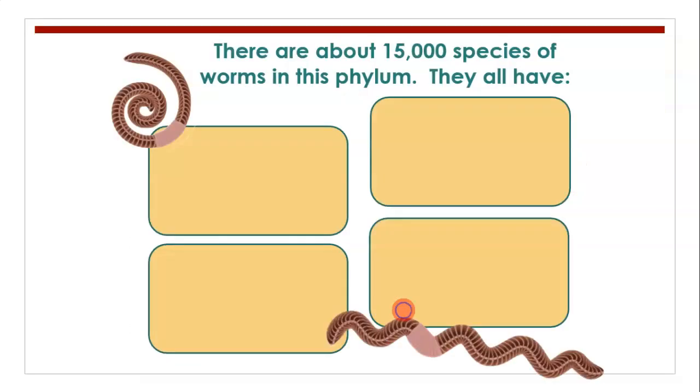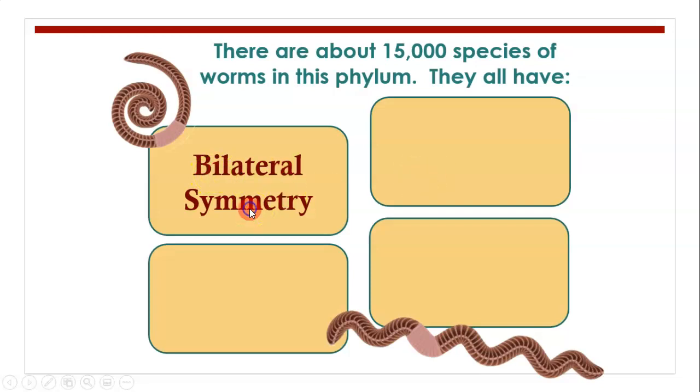Now, there's a lot of different species in this phylum. There's 15,000 of them. But even though there's 15,000, they all share a few things in common. One, they are all bilaterally symmetric. That means if you take an imaginary line and divide their body down the middle, then you'll have two equal halves. Remember, bi means two. They all are segmented, so they all have those little rings, that segmentation that I pointed out.